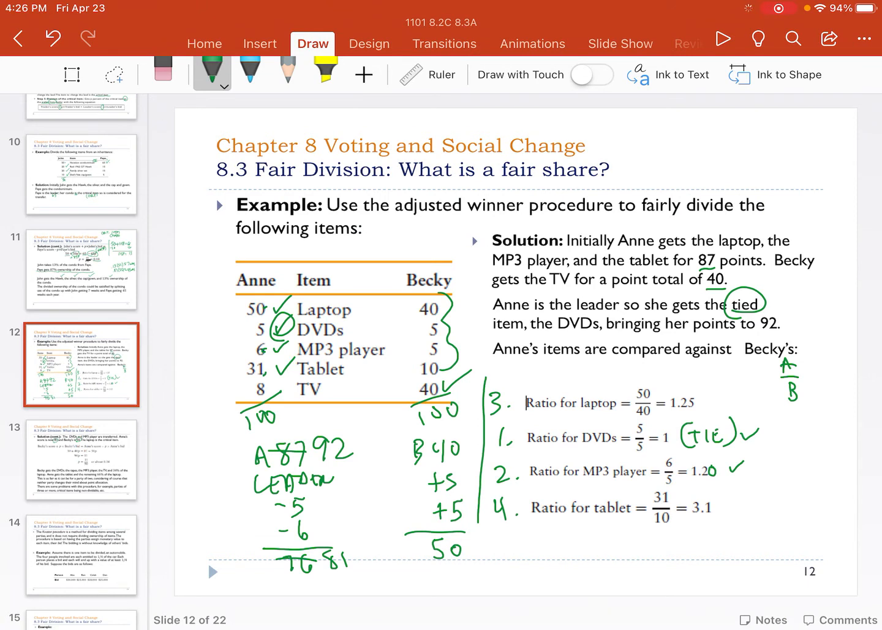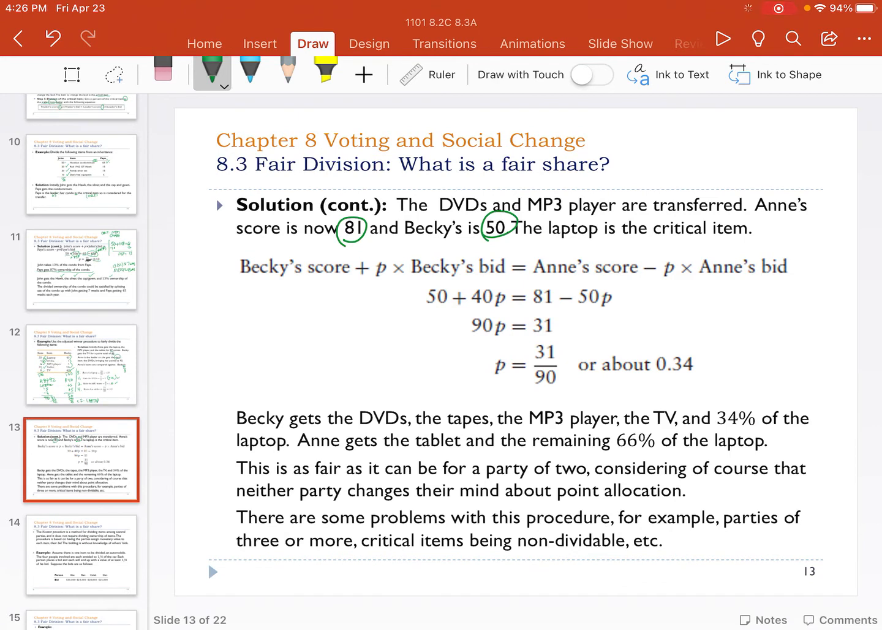And even though 2 extra items have been given away, this still doesn't look very close. So now we take a look at the laptop. Why is it the critical item? Well, the laptop has so many points involved. It's not too hard to see. If Ann gives away the laptop, she should be down to 31. That cannot be a winner. And you add 40 to the 50. Wow, it'd be really lopsided. So that's the critical item, the laptop.